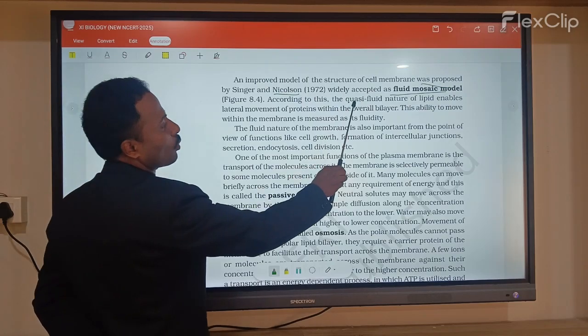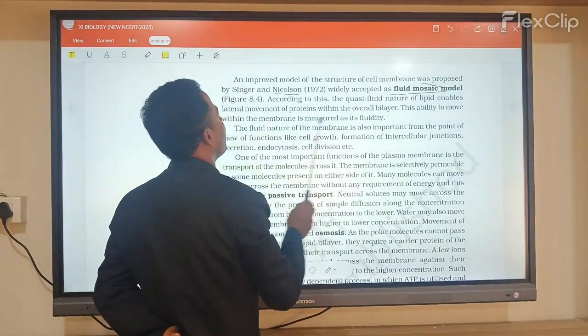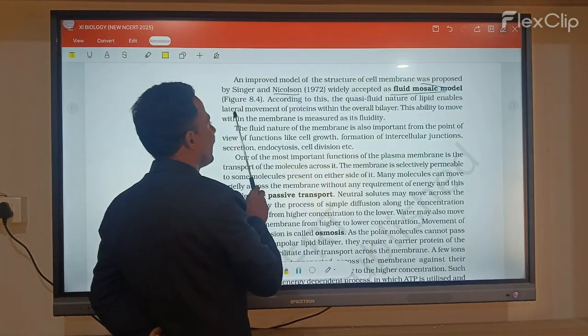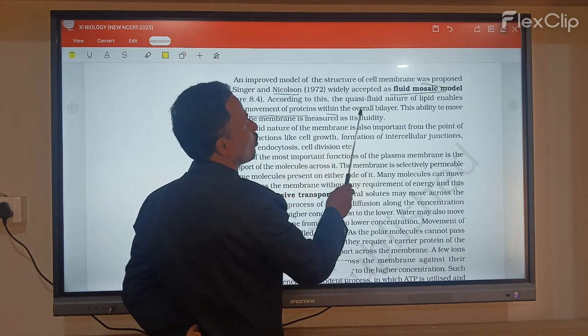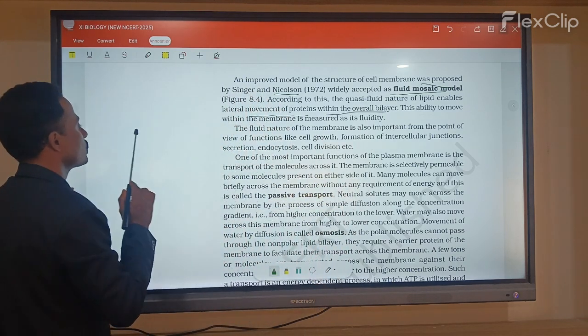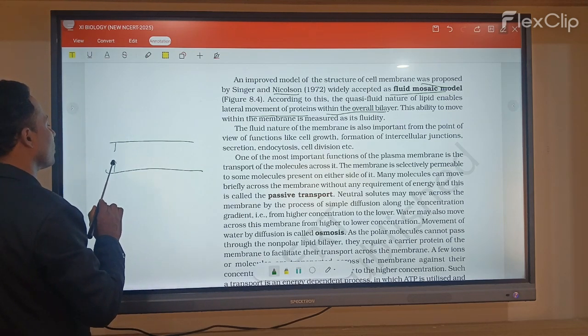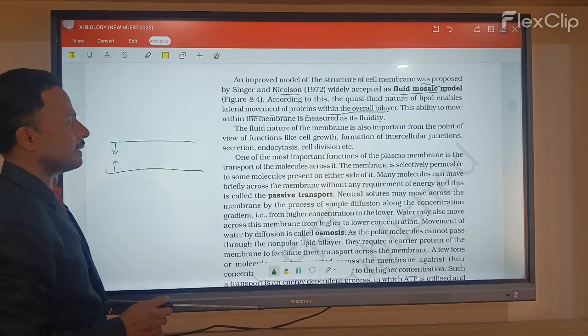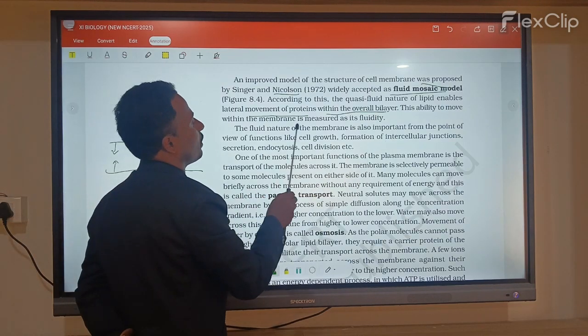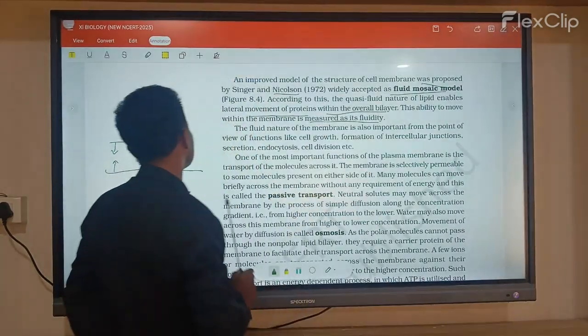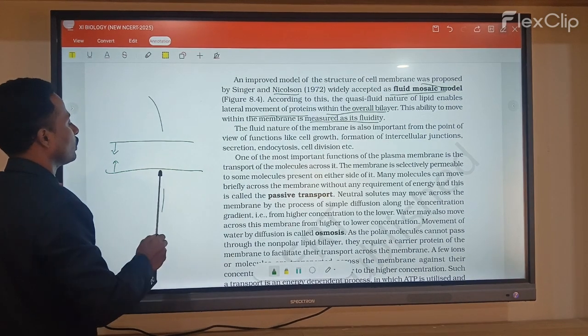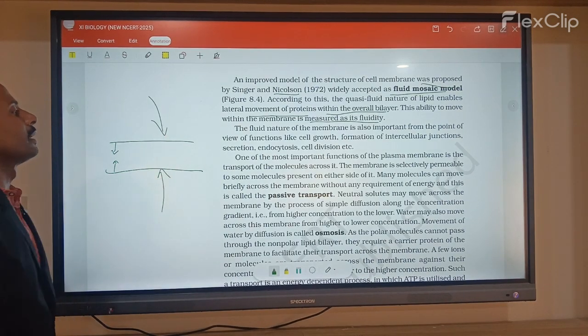According to this, the quasi-fluid nature of the lipid bilayer enables the lateral movement of proteins within the bilayer. So the molecules present in the two layers can move within the layers. The ability to move within the membrane is measured as fluidity. So the fluidity goes here to here, and here to here.